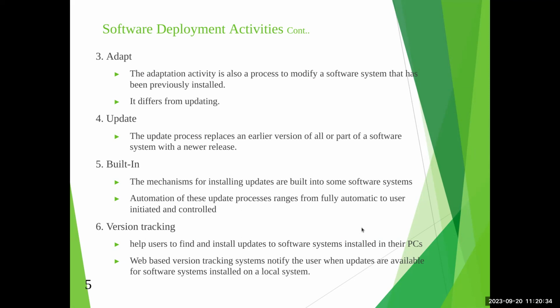Mechanisms for installing updates are built into some software systems. When you install software, sometimes you have to write commands. Some software is available to automate this installation process. Automation of the update process ranges from fully automatic to user initiated or controlled. That is, some software is available that is fully automated.